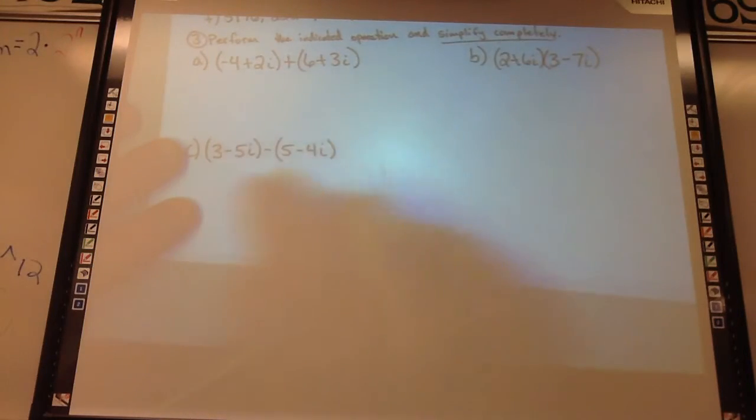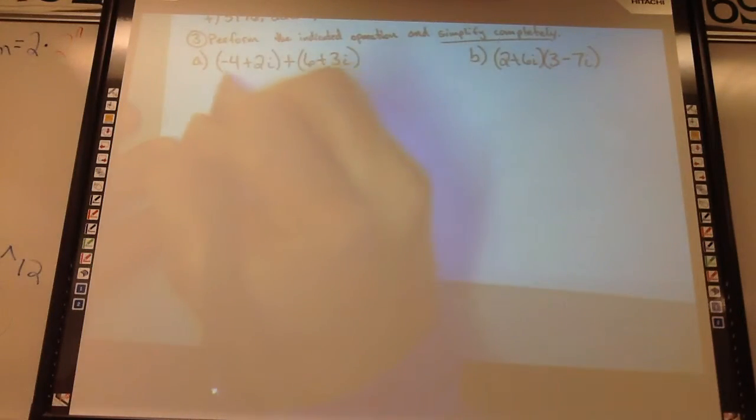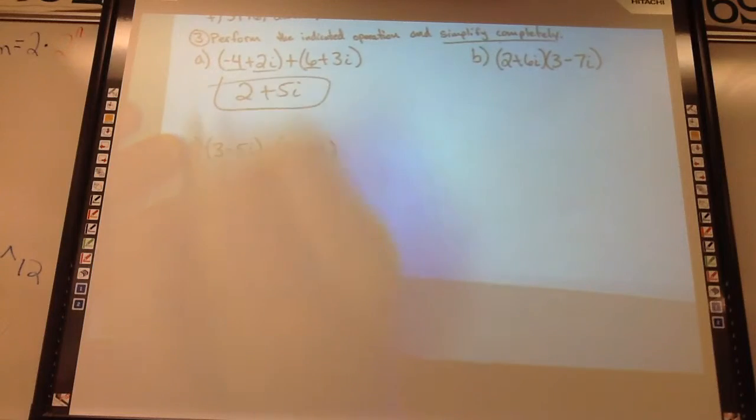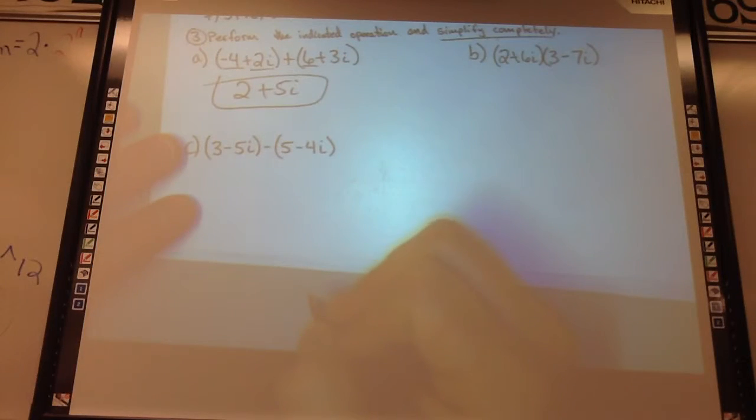Then down here, combine these. Addition. Well, you just combine like terms. Negative 4 plus 6 is positive 2, and 2 plus 3 is 5. So it's 2 plus 5i. But pretty sure everyone got that one right.